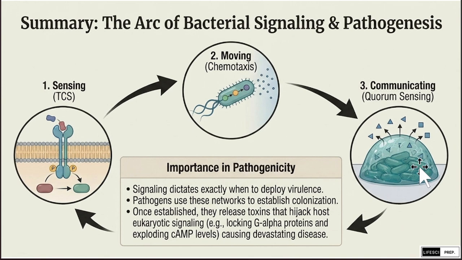What is the importance for pathogenicity? Here, the signal detects exactly when to deploy virulence. Pathogens use this network to establish colonization. After colonization, they protect themselves from the antibiotic. After that, they release toxins that hijack host signaling, for example locking the G alpha protein and exploding cAMP levels, causing devastating disease.